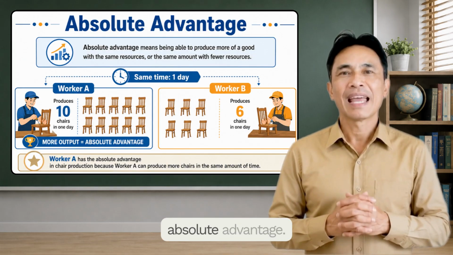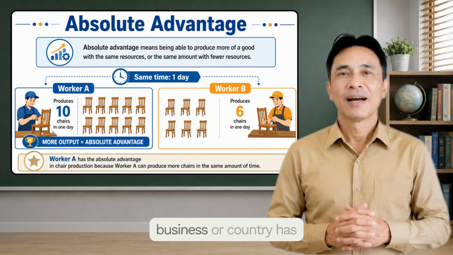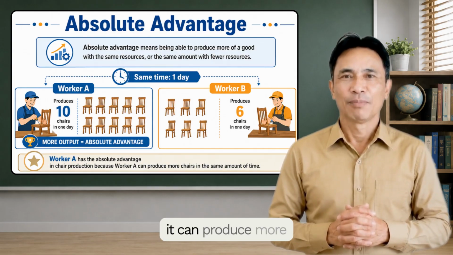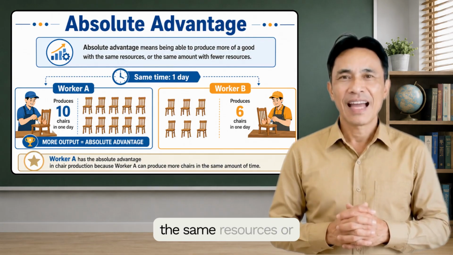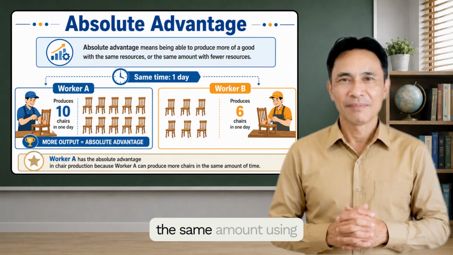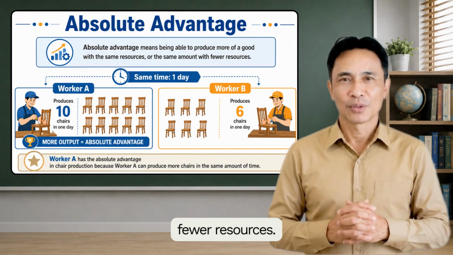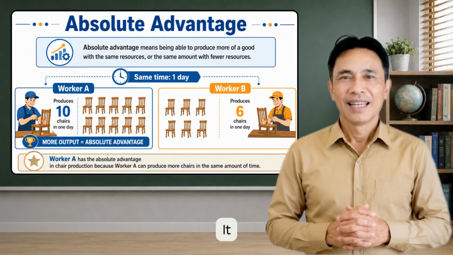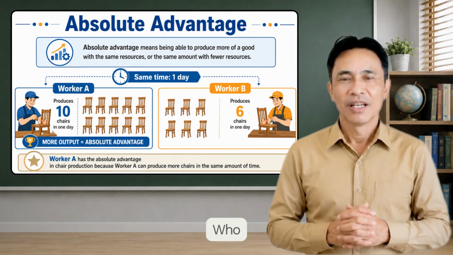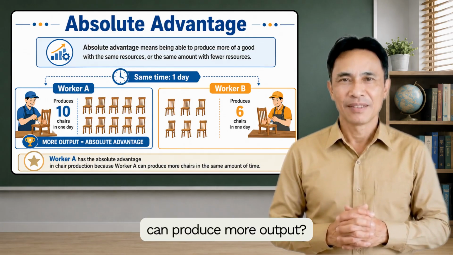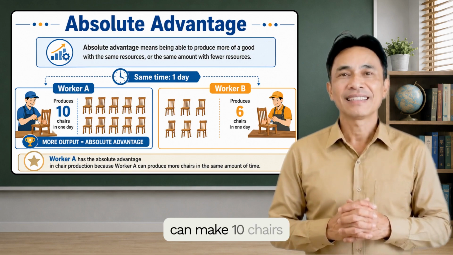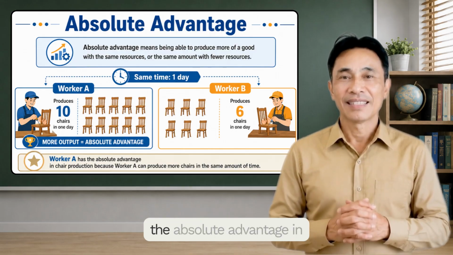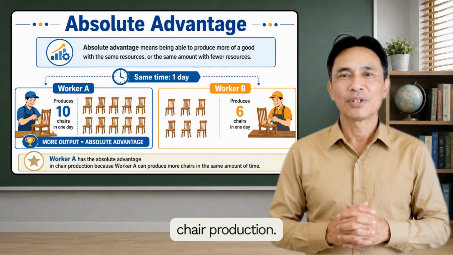Let us begin with absolute advantage. A person, business, or country has an absolute advantage when it can produce more of a good with the same resources or produce the same amount using fewer resources. Absolute advantage is about productivity. It asks a straightforward question: who can produce more output? If one worker can make 10 chairs in a day while another can make 6, the first worker has the absolute advantage in chair production.